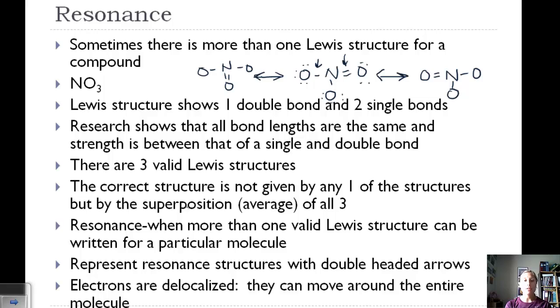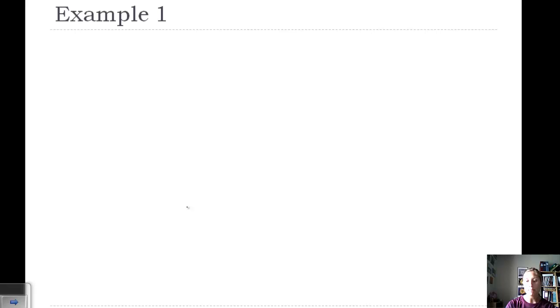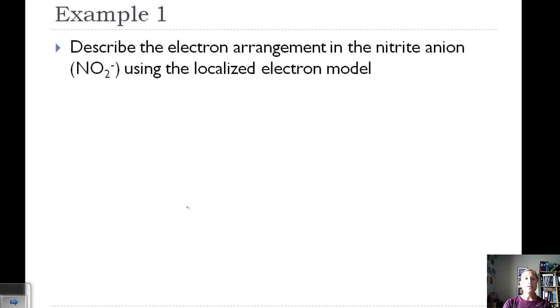And we say that the electrons are delocalized, which means they can move around the entire molecule, which is why our bond length and bond strength is an average between a double and a single bond. Those electrons are constantly moving, so we could be flipping between any of these three Lewis structures, basically. Okay, so let's look at an example.